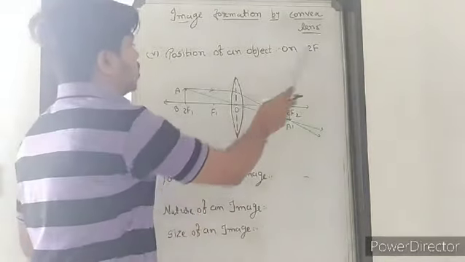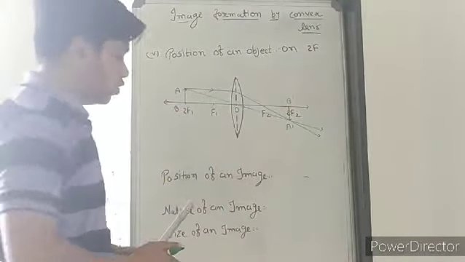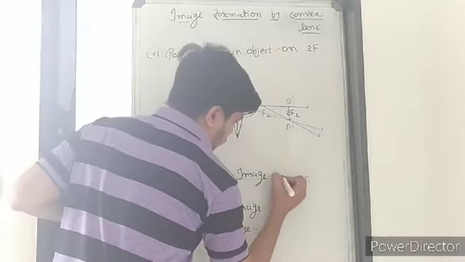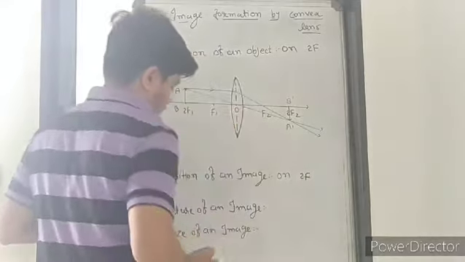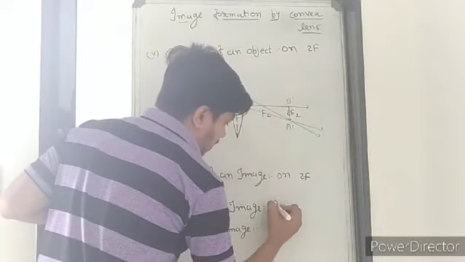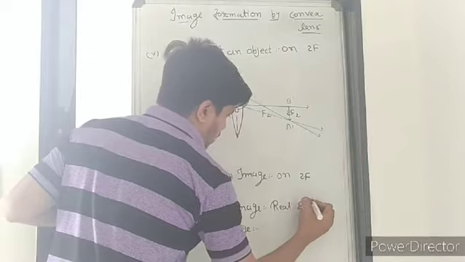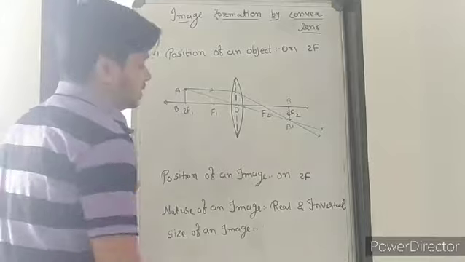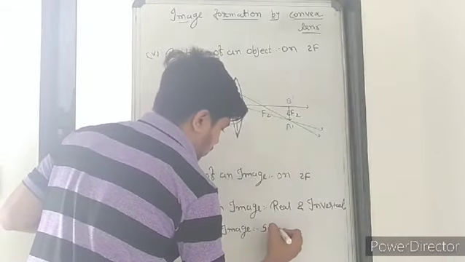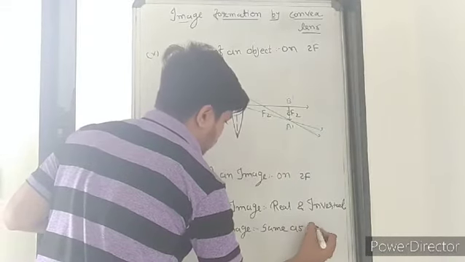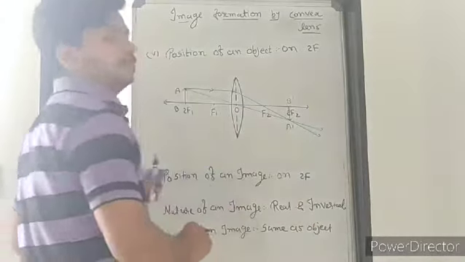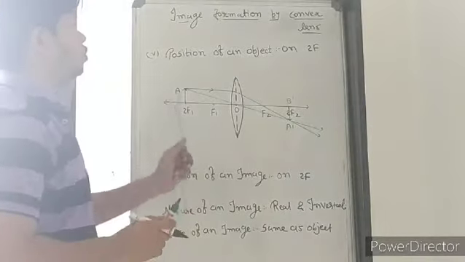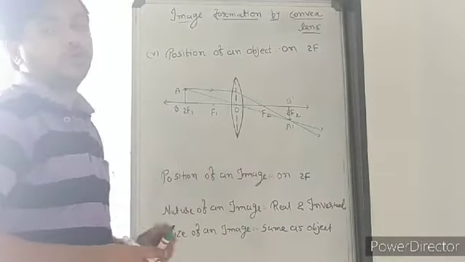So whenever an object is on 2F, you get an image on 2F. So the position of an image is on 2F. The nature of an image is real and inverted. While the size is same as object. The size of an object and the size of an image are same. When object is on 2F, you get an image on 2F.